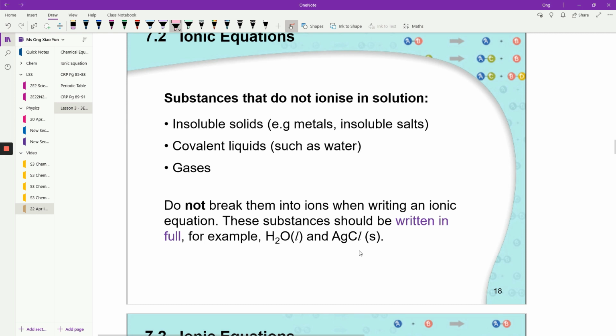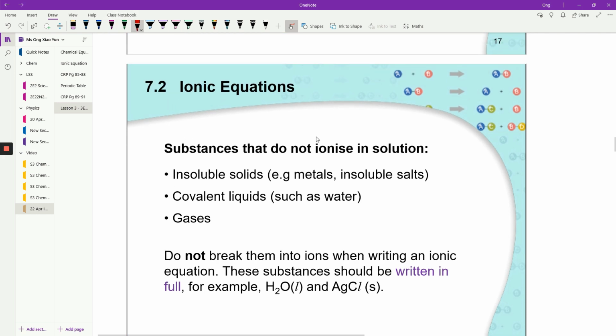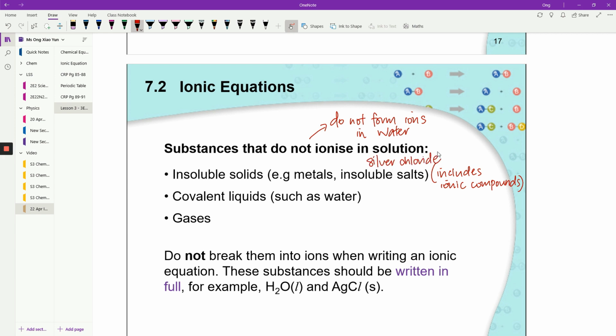So this is a guideline of some of the substances that do not ionize in water. What does do not ionize mean? Do not form ions in water. So insoluble solids, this includes ionic compounds. Some of the examples are the insoluble salts like silver chloride. You will learn about solubility of salts in a later chapter. Okay, metals are also insoluble solids.